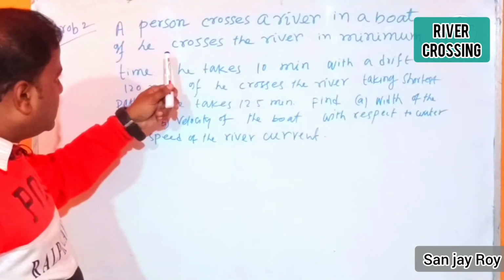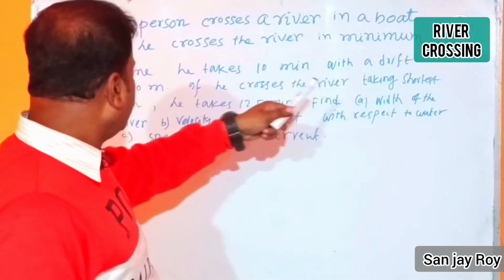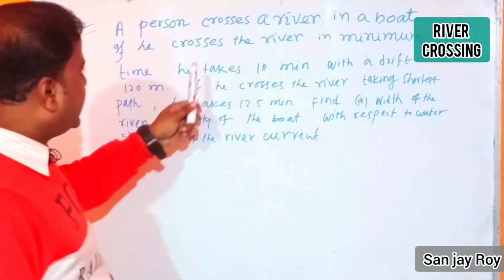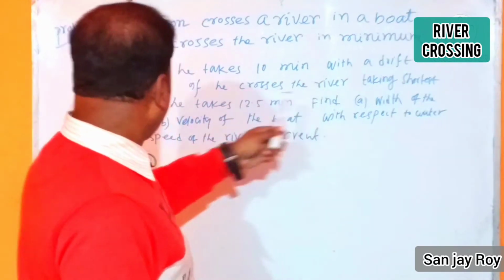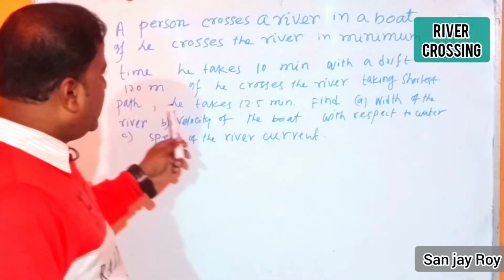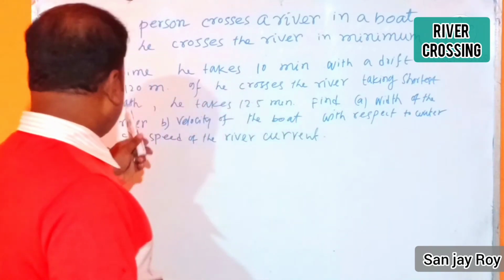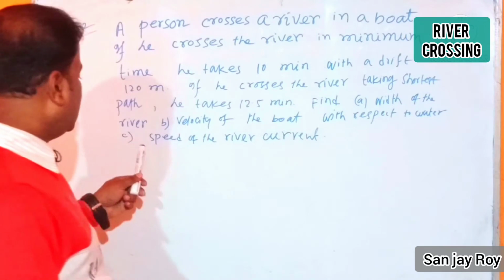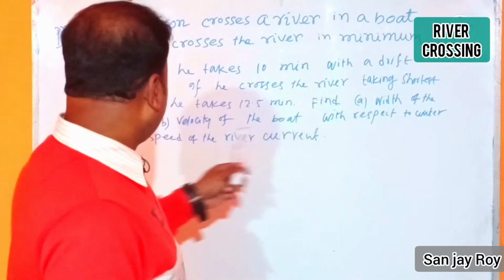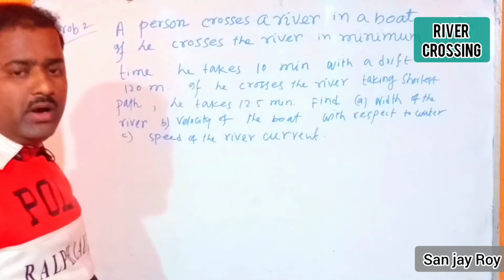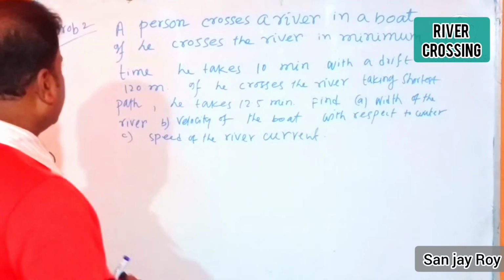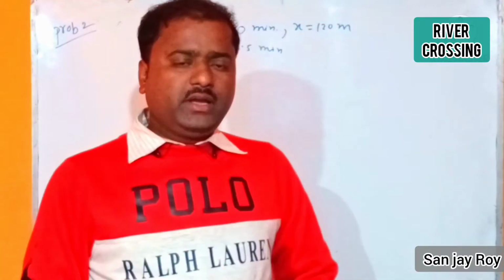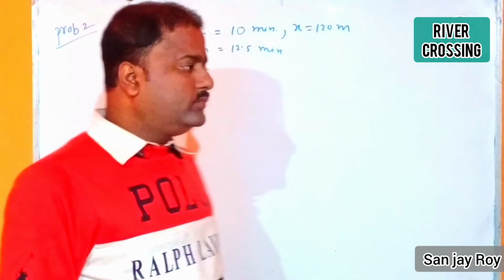Repeat. A person crosses a river in a boat. If he crosses the river in minimum time, he takes 10 minutes with a drift of 120 meter. If he crosses the river taking the shortest path, he takes 12.5 minutes. Find width of the river, velocity of the boat with respect to the water, and speed of the river current. Okay, let's solve our problem.